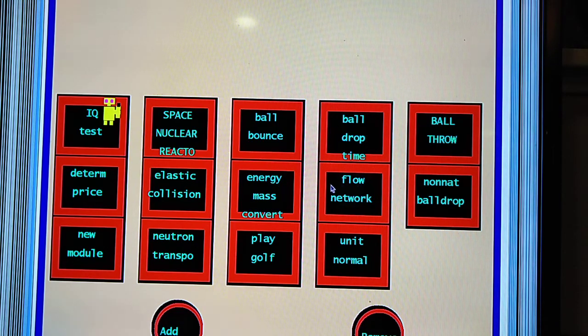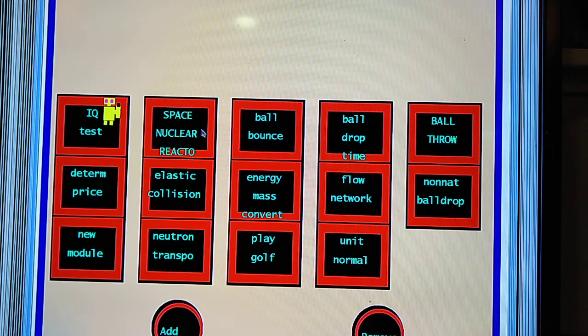And flow network, that's very important for our nuclear engineers. Non-natural ball drop, it's much harder to do than natural language. And neutron transport and play golf. It shows how we can simulate golf play.